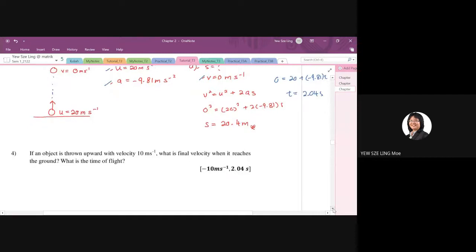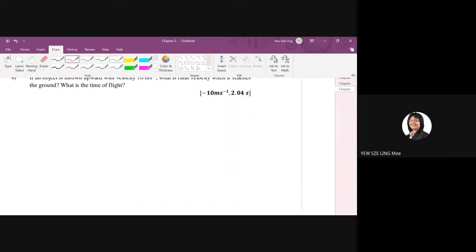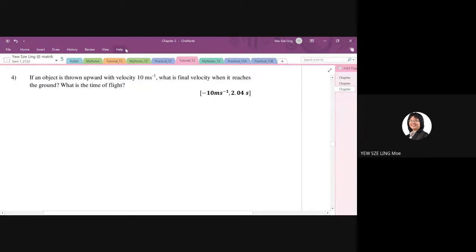Next, question 4. Question 4, once again, is a very interesting question, because it carries a lot of hidden information. You must have a very strong concept in order to answer question 4. If an object is thrown upwards with an initial velocity of 10 meters per second, what is the final velocity when it reaches the ground? And what is the time of flight? So what does it mean by when it reaches the ground? Let's draw a diagram.